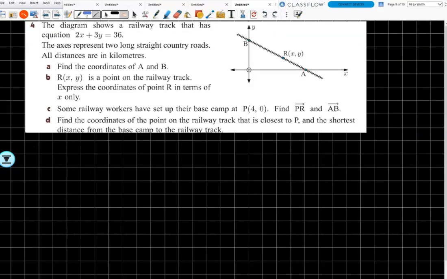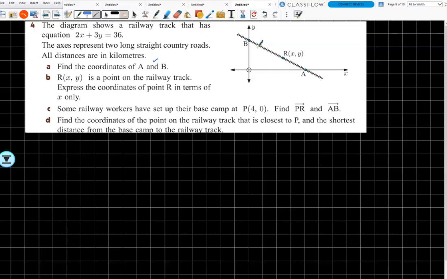So I think most of us are happy to find the coordinates of A and B, A and B being the x-intercept and y-intercept, so that's all good. R is any point on this line here, so are we happy with expressing the coordinates of R in terms of x only?